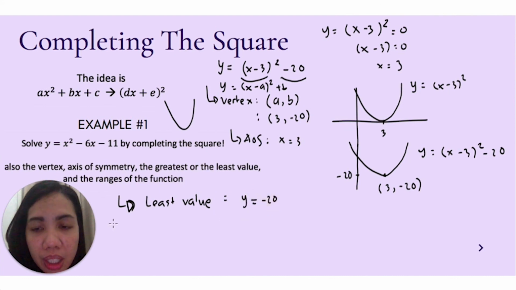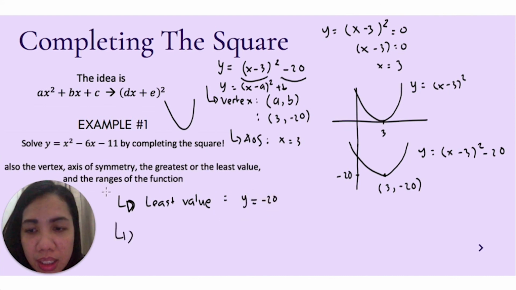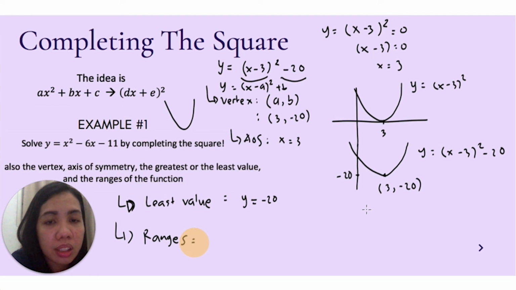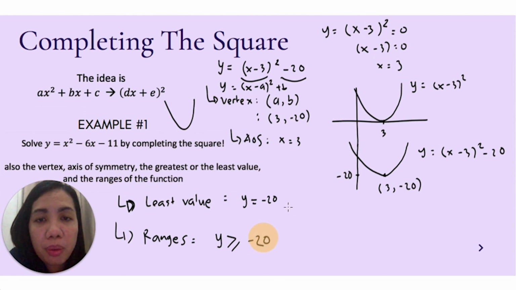Okay, now another thing, the last thing, about the range of the function. The range is the set of all values of y where the parabola sits. So in here, the parabola only sits from minus 20 upwards. So y is more than or equal to minus 20. Okay, this is the further information that we can get from this expression.